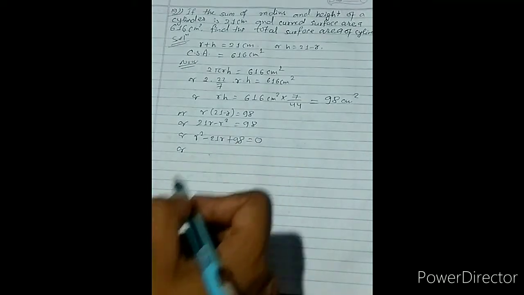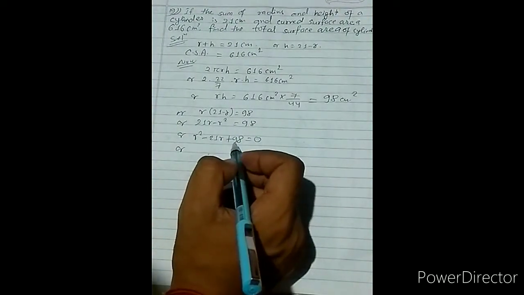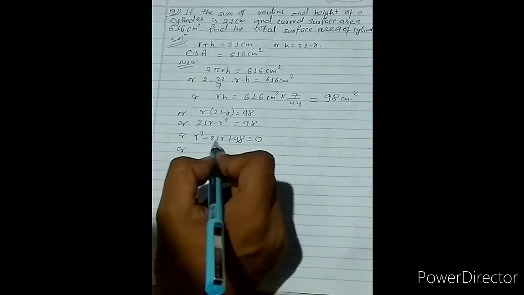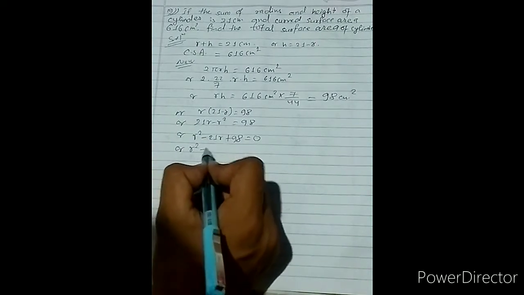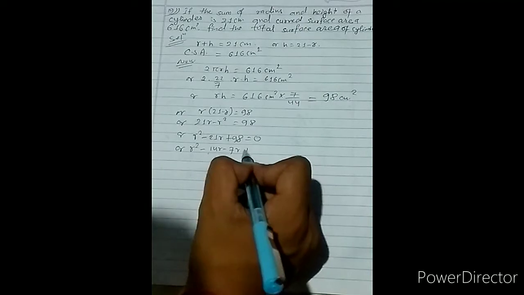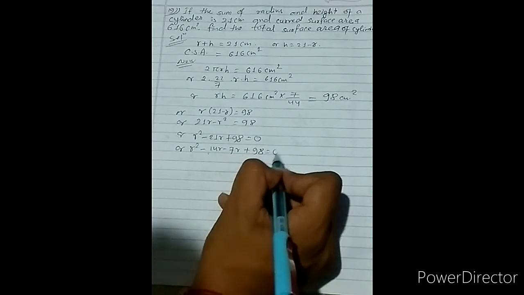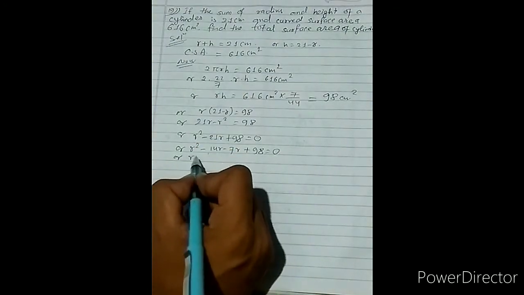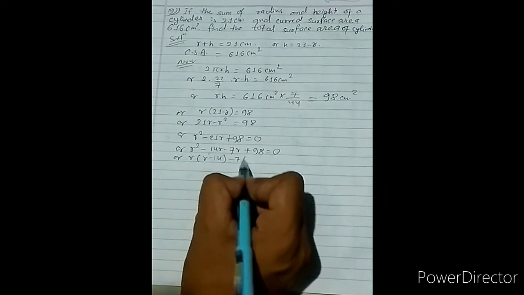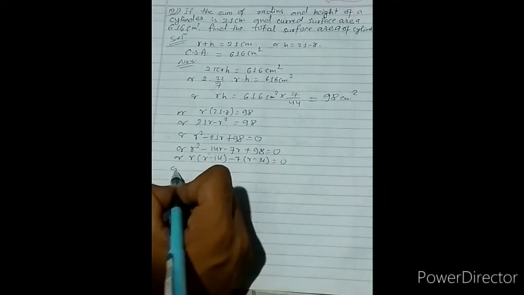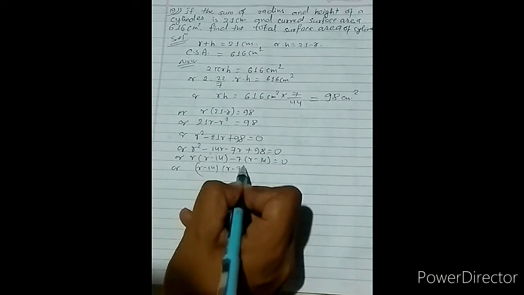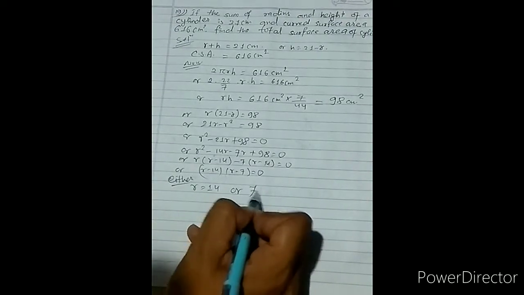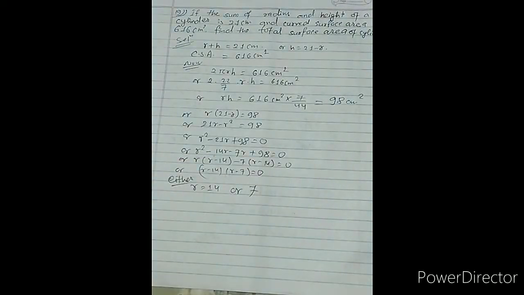Now factorize this. While multiplying 98 while adding 21, that is 14 and 7. r square minus 14 r minus 7 r plus 98 equals to 0. Now from here if you take r common, r minus 14, minus 7 common, r minus 14 equals to 0. r minus 14, r minus 7 equals to 0. From here we get r is equals to 14 or 7.